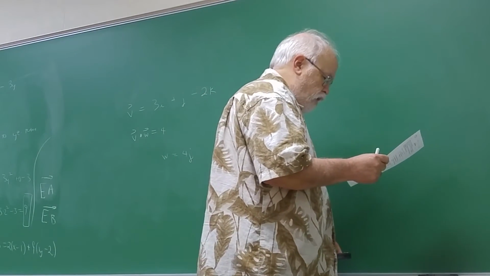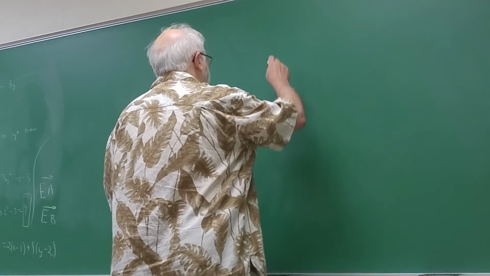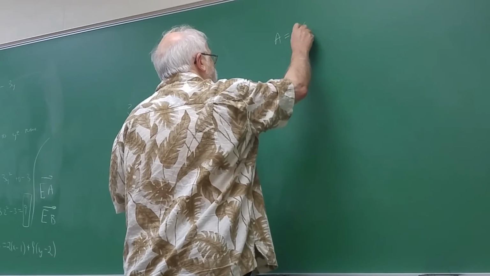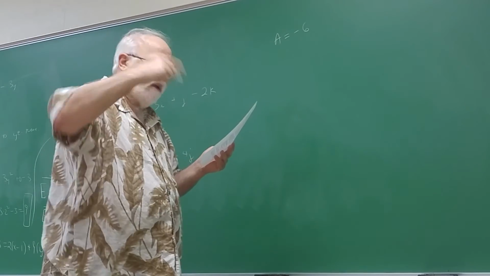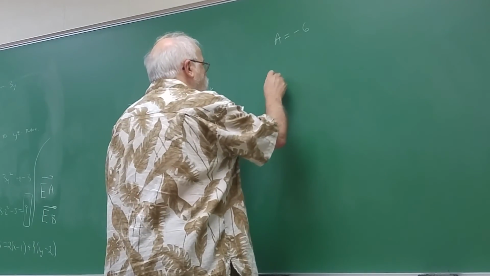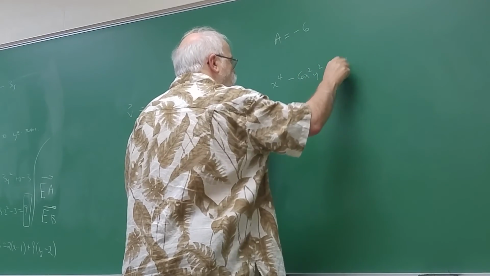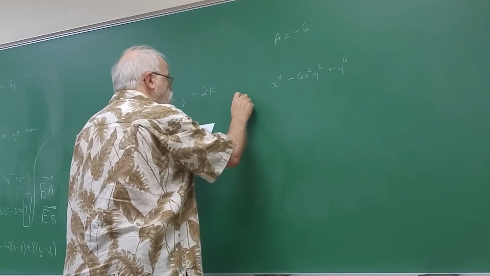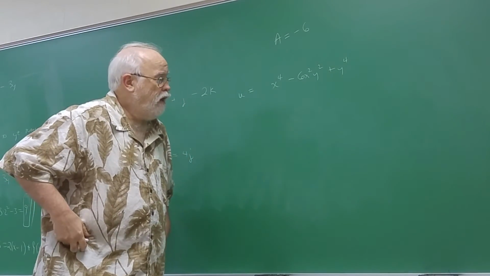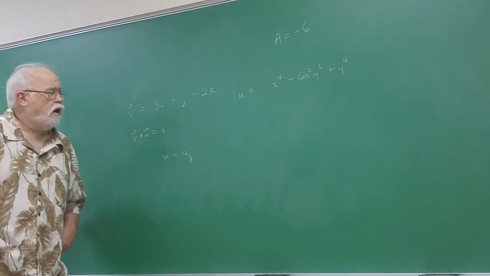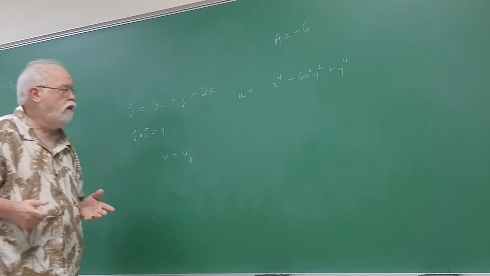I would like to point out one thing about the answer here, -6. All I ask for is what's a. But if you put that back in the function, you get x to the fourth minus 6x squared y squared plus y to the fourth. This would be the u thing. And it's kind of remarkable that Laplace's equation, the Laplacian, seems to connect with complex numbers really well.